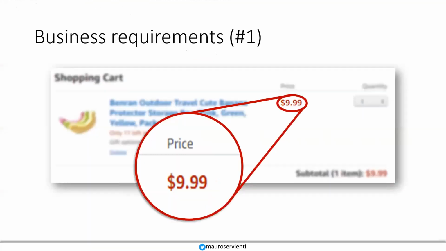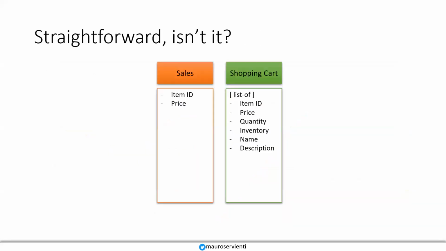So let's say that the business comes along and says, look, we want to be sure that while an item is in the shopping cart, the item price doesn't change over time. Even if we change the price of that item, so let's say that I put the banana protector in the shopping cart a week ago, and 2 days later, the price changed from $9.99 to $11, whatever. And since I put that in the shopping cart before the price change, the price in the shopping cart shouldn't change, should remain the same as the time I put the item in the shopping cart. That's the business requirement. So it sounds like a straightforward one.